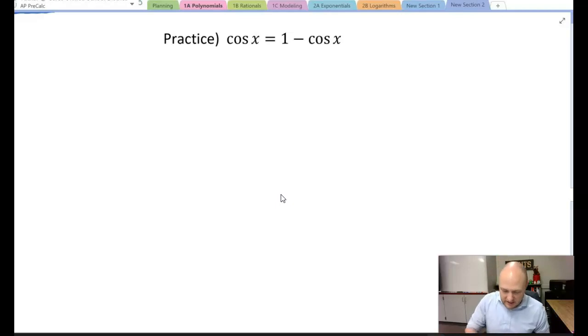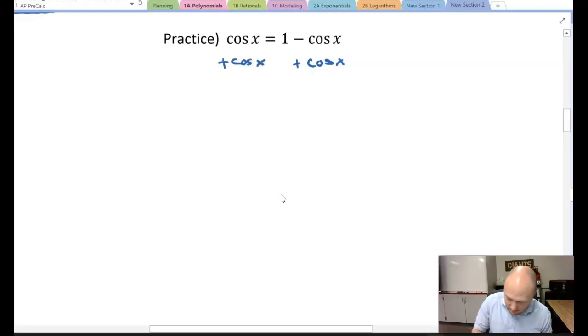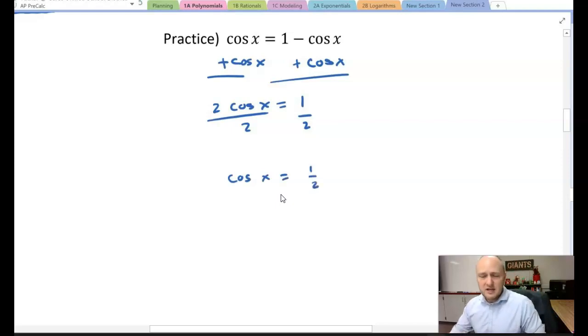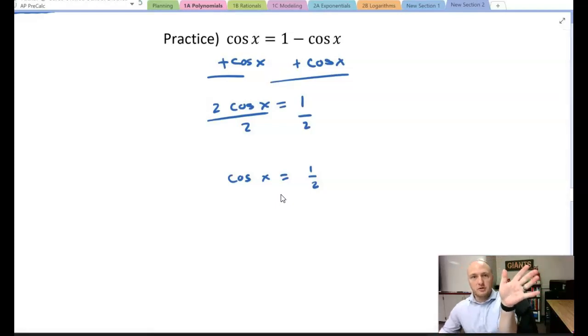All right, hopefully you went ahead and tried this example. What we're going to do first is we're going to add cosine of x to both sides. Add your cosine of x, and we get 2 cosine of x is equal to 1. We'll divide both sides by 2, and we get cosine of x is equal to a positive 1/2. So this is where your x value is equal to 1/2. Again, your unit circle or your left-hand trick.